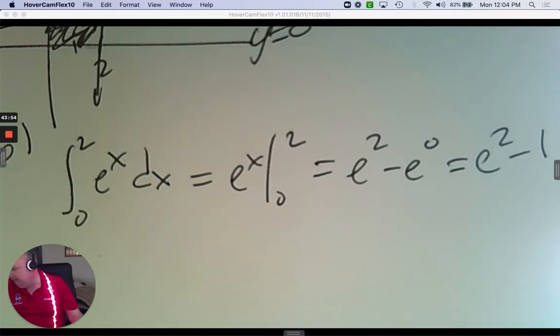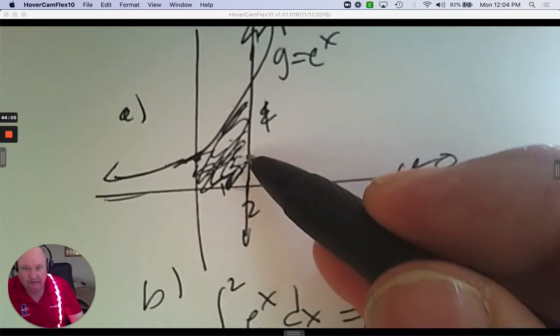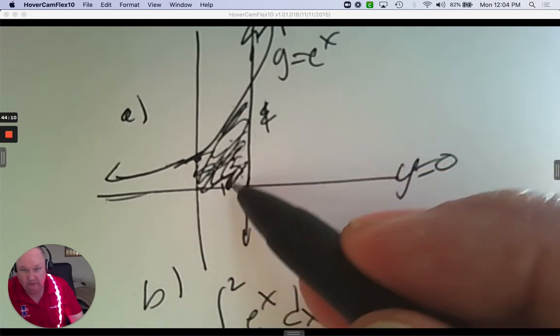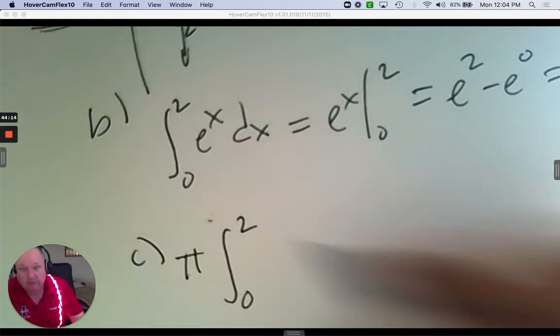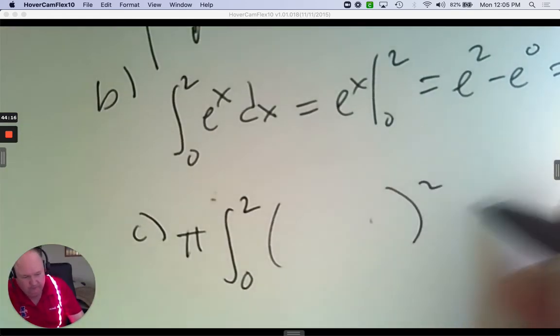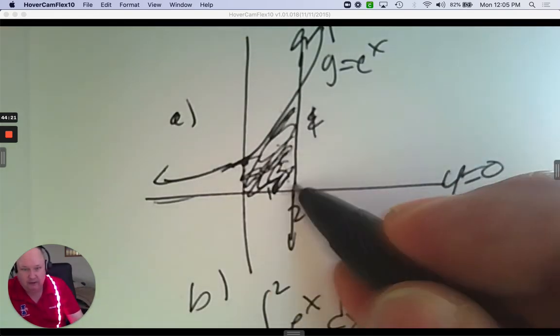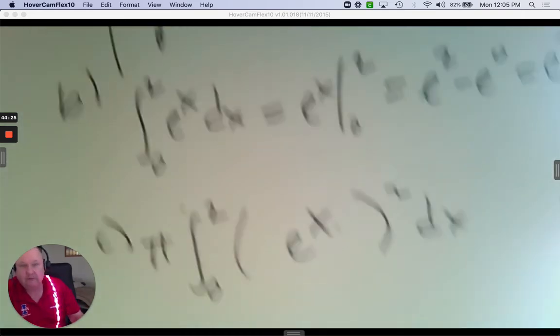Part C says find the volume if you revolve it around the x-axis. So if I revolve around the x, this area is touching the axis all the way through. So it's a disk. So it's pi r squared, again from 0 to 2. And the radius, again, is top subtract bottom. So that's e to the x subtract 0, or just e to the x.